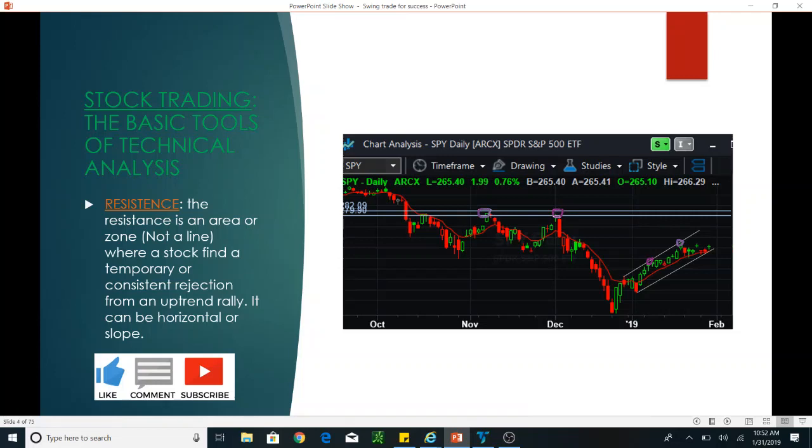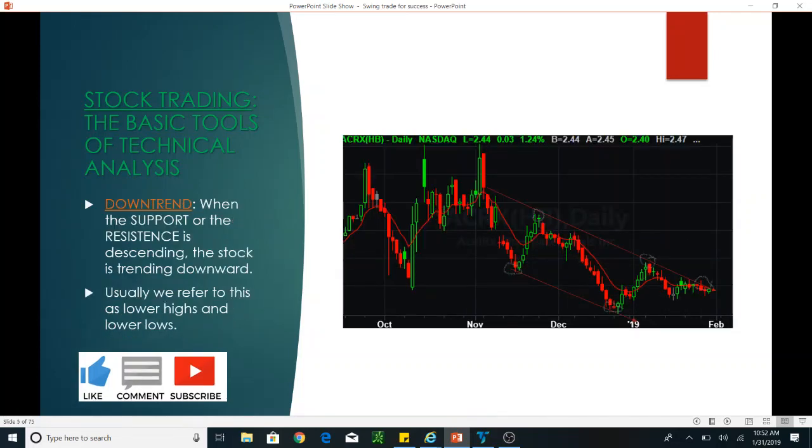Let's go and see the trend, how the trend works. So here we have a downtrend. A downtrend is basically when the support or the resistance is descending, the stock is trending downward. You see, we have a resistance right here, and another resistance right here, but those resistances are going down. We usually refer to this as lower highs. This high is lower than this high, which is lower than this.